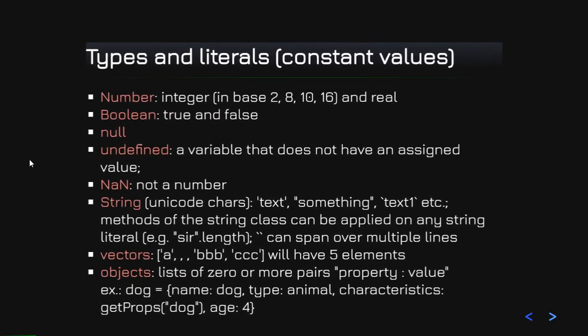Okay, the types and literals, that is the constant values that we have available in JavaScript, are numbers. We have integers in base 2, 8, 10, and 16, and real numbers. But something important to notice is that although we have integer numbers, they are still represented as floats, real numbers. And you will see some issues related to this later on in this course. Then we have Boolean values, which are true and false. Then we have null and undefined.